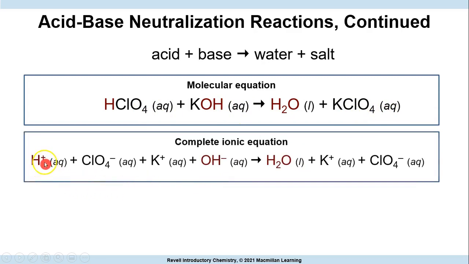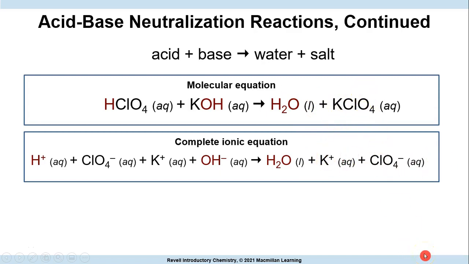That gives us the hydrogen ion plus the perchlorate ion plus the potassium ion plus the OH ion, the hydroxide, to give us water. Water here is liquid, so it doesn't dissociate. So solids, liquids, and gases do not dissociate, I repeat. Now, we have the potassium ion and the perchlorate ion.